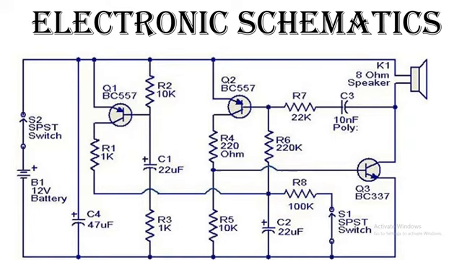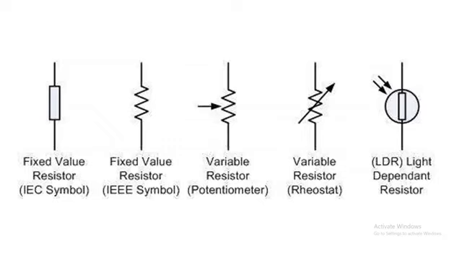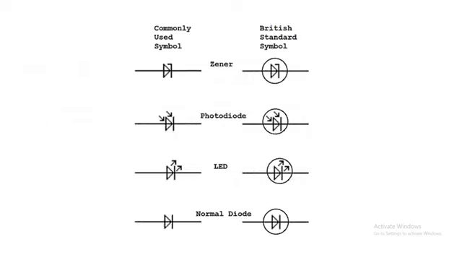These are all electronic component symbols. First you need to learn the symbol of each electronic component. Here you can see all of these are symbols of the resistor. When you see a symbol like this on the circuit or schematic, you know that it is a resistor. This symbol is for a diode.